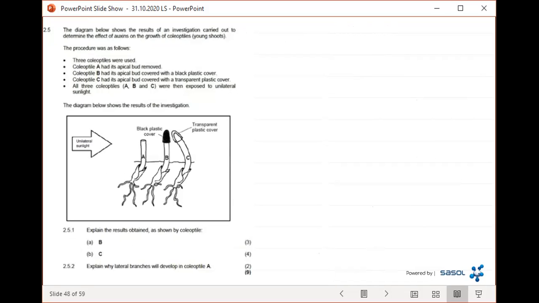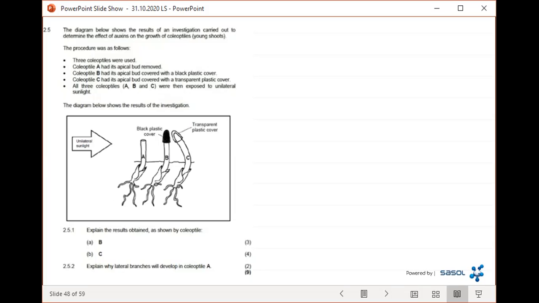The diagram below shows the results of an investigation carried out to determine the effect of auxins on the growth of cleopetals, which are young shoots. So the procedure was as follows. 3 cleopetals were used. Cleopetal A, which is this cleopetal here, had its apical bud removed. Then Cleopetal B had its apical bud covered with a black plastic cover. Then Cleopetal C had its apical bud covered with transparent plastic cover. Then we see that all 3 cleopetals, A, B, and C, were exposed to unilateral light or sunlight. The diagram below shows the results of the investigation. So the unilateral light or sunlight came from this direction here, rather from the left.